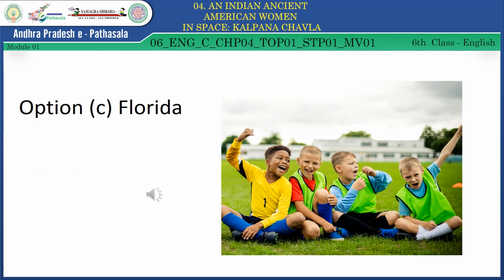Wow, good. You are right. The correct option is C. Florida is the correct answer. The Kennedy Space Center is located in Florida.